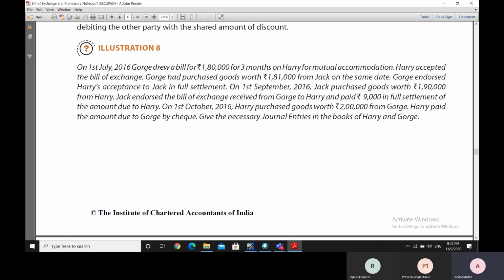But then Jack purchases goods worth 1,90,000 rupees from Harry. So therefore now Harry has become a seller, and Harry's acceptance has been given to Jack. Because George has endorsed Harry's acceptance to Jack, and Jack has that acceptance with him of Harry, so that Jack can go to Harry and collect the amount.